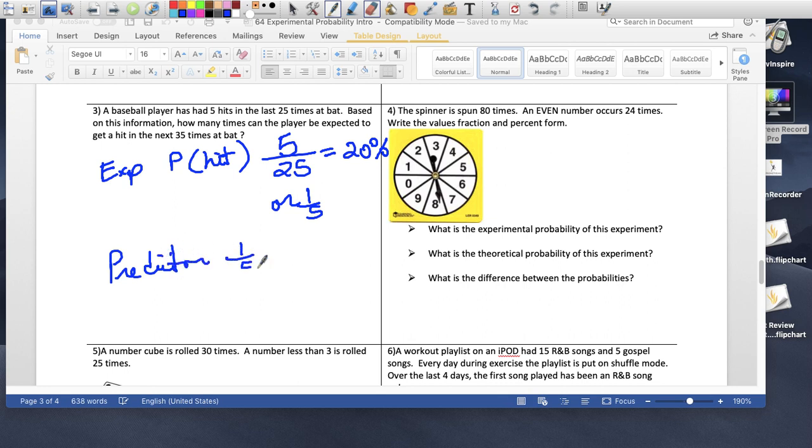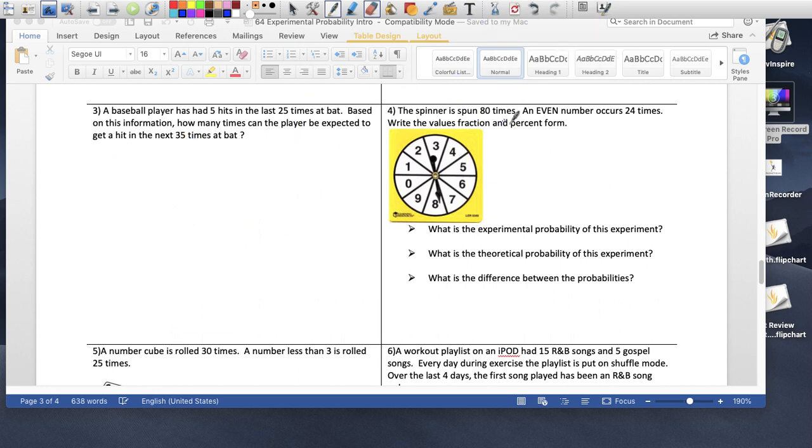So 1/5 is the probability that he's going to get a hit, times how many times he's going to go at bat? He's going to go at bat again 35 more times. So in the next 35 times that he goes, if we multiply 1/5 times 35, we expect him to have 7 hits. Okay, so I used his previous 25 at-bats to make a prediction on his next 35 at-bats.